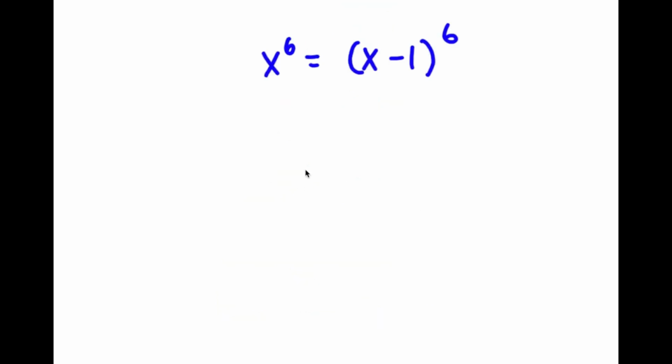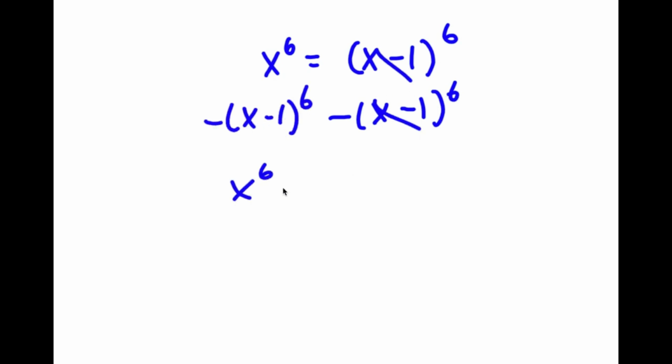Alright, so in this problem, I have x to the power of 6 is equal to (x minus 1) to the power of 6. So I'm going to first start by subtracting (x minus 1) to the power of 6 on both sides. So these two cancel out, and I get x to the power of 6 minus (x minus 1) to the power of 6 is equal to 0.